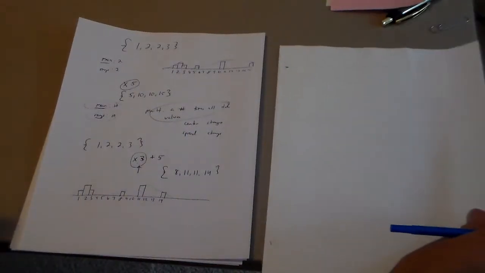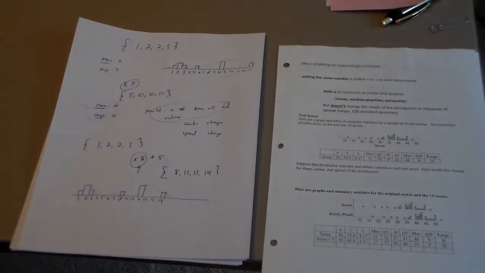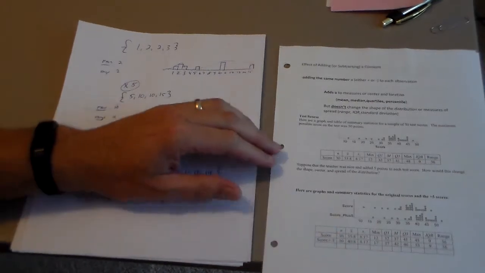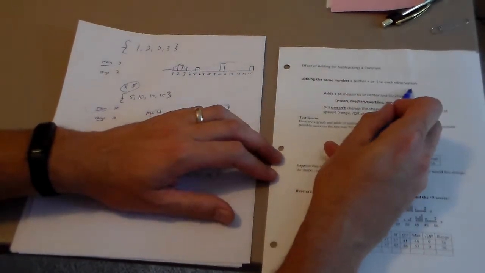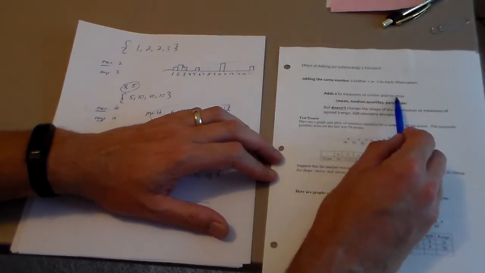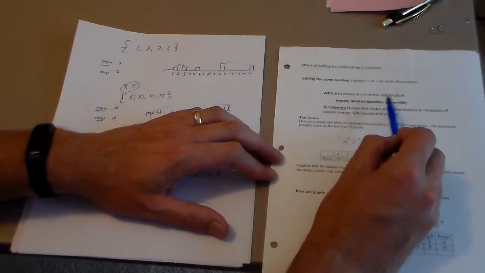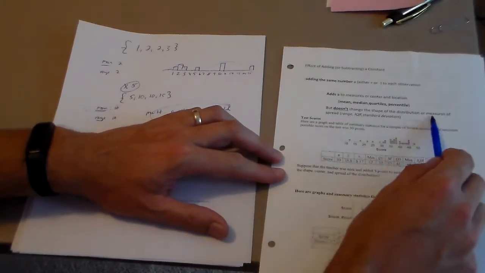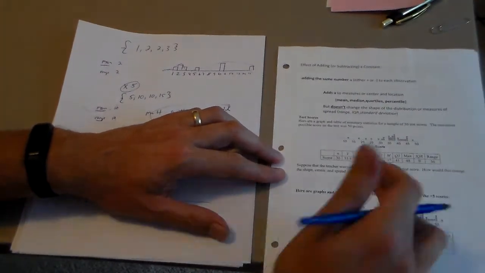I hope you have that in your notes here. You can look here. This is what the book had for you. I didn't like what the book had, and that's the way I learned it. So I find that other example that we'll refer to over and over again. But here, it does the same thing. It says adding the same number to each observation adds A to the measure of center of location, adds A to your mean, median, quartiles, percentile, but doesn't change the shape and doesn't change the spread. And they show you some examples here.